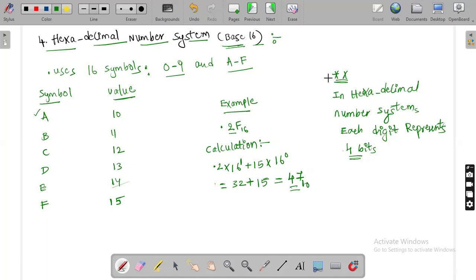And a very important point here: in the hexadecimal number system, each digit represents 4 bits. In octal, each digit represents 3 bits, but in hexadecimal, each digit represents 4 bits. If you want to represent a hexadecimal number in your program, then you write 0x123. This is the meaning of hexadecimal 123.